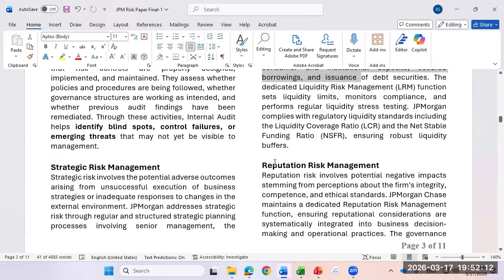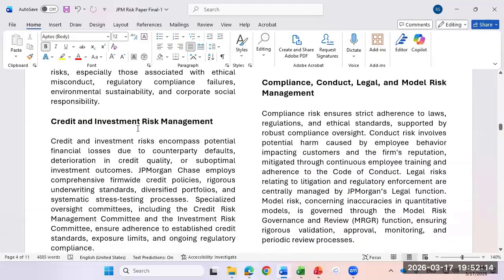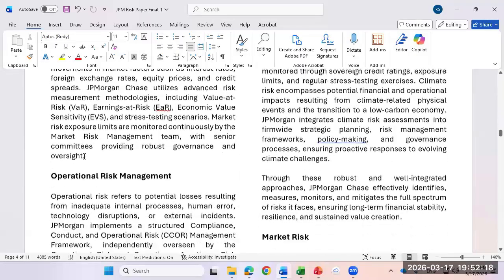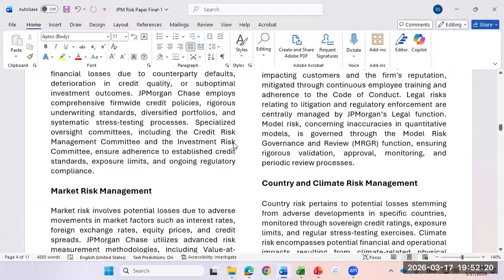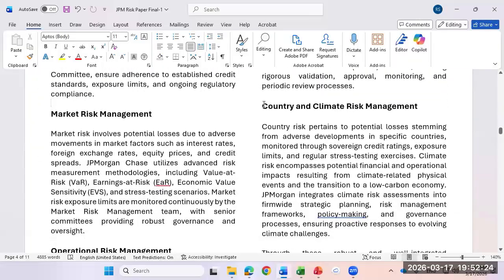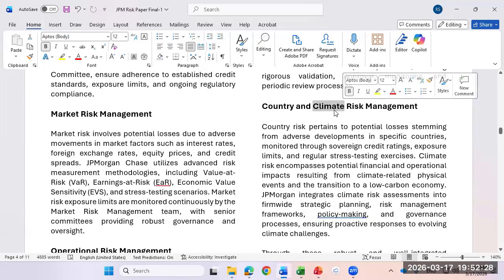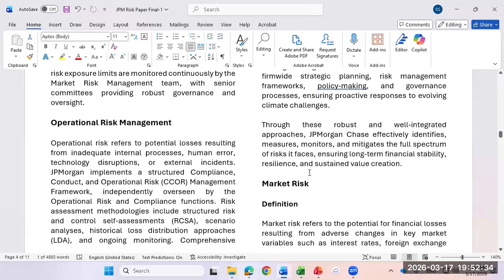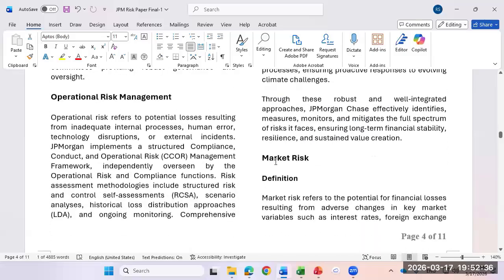So liquidity, reputation, credit, market, which is the one we're focusing in on, operational. So country and climate risk management. I don't know what climate means, if they're talking about the actual climate. Yeah, they are talking about actual global warming, but it could just be the economic environment. All right, and then they get the market risks.